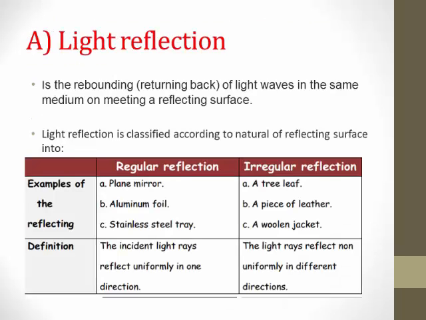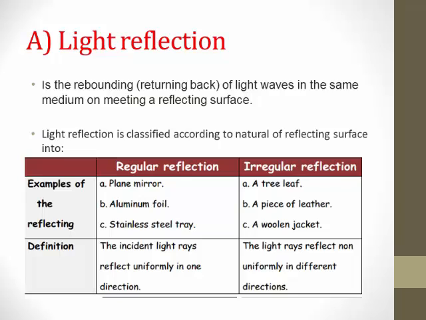Light reflection. Firstly, it is the rebounding or returning back of light waves in the same medium on meeting a reflecting surface. So I have a main point to notice: either returning back or rebounding. This means the light waves in the same medium on meeting a reflecting surface. So I must have 3 points: the light waves, the reflecting surface, and the returning back.